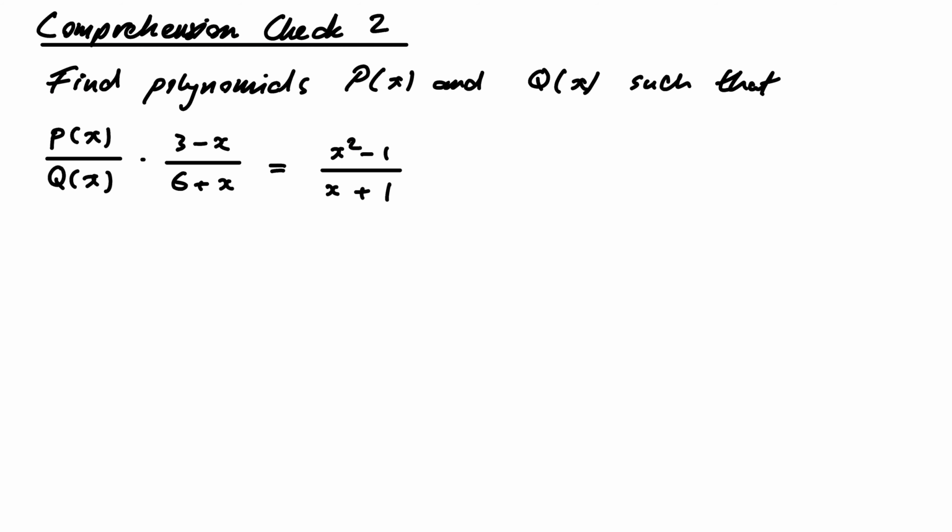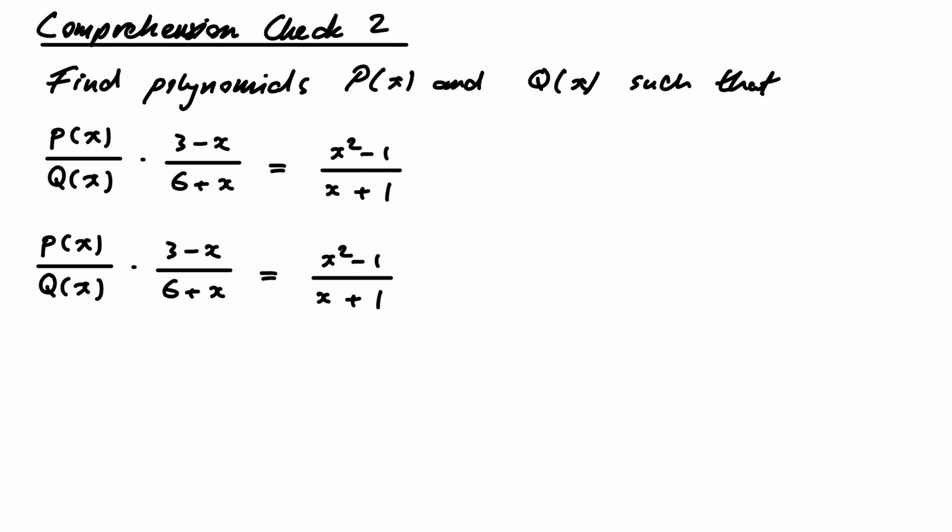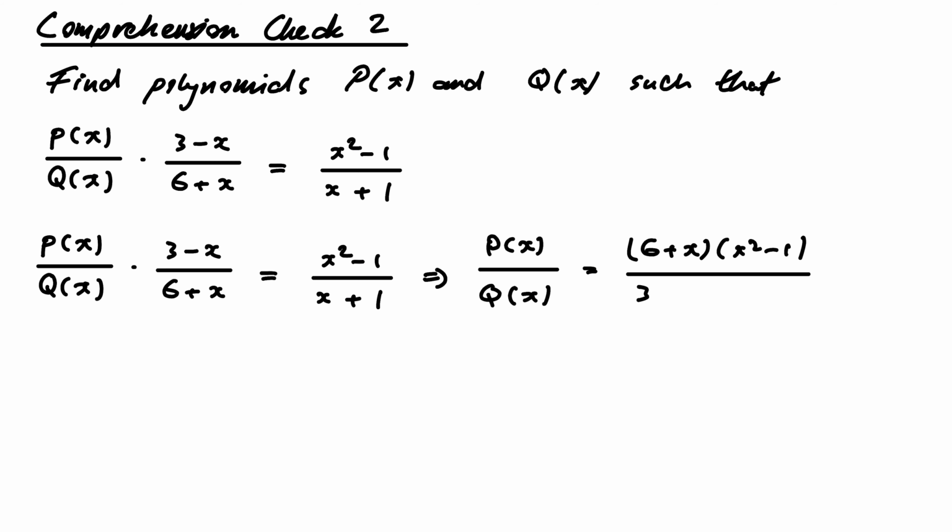What I'm going to do is something slightly different. I'm going to cross multiply by 6 plus x to get rid of the denominator on the left, and then I'm going to divide through by 3 minus x. So let's go through this carefully. This would imply that p(x) divided by q(x), a slicker way to do it, is equal to (6 + x)(x squared minus 1), all divided by (3 minus x)(x plus 1).